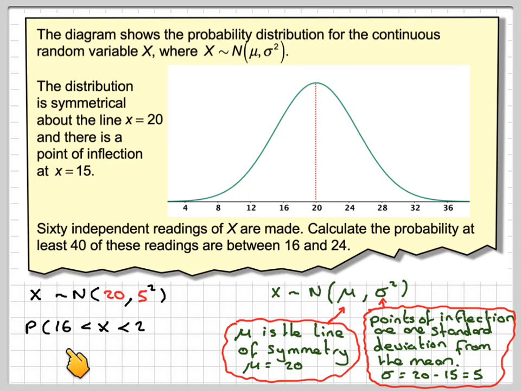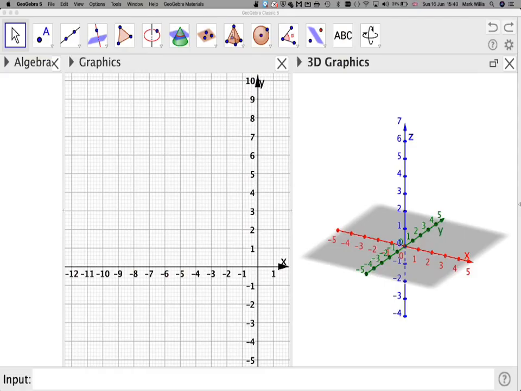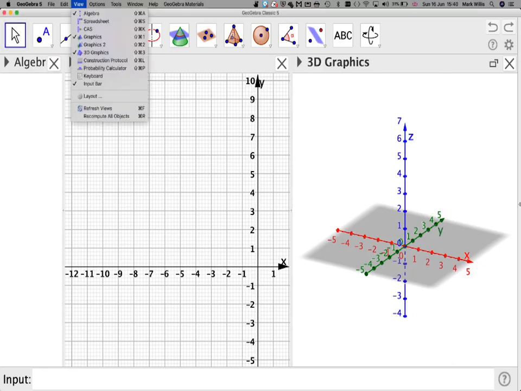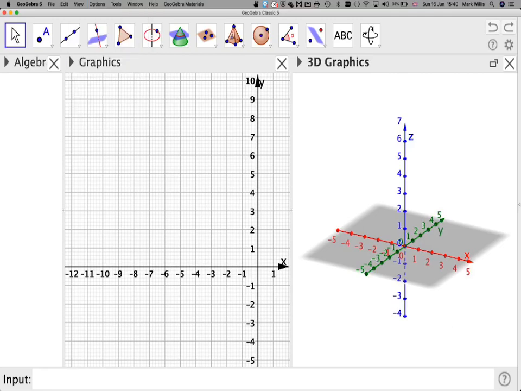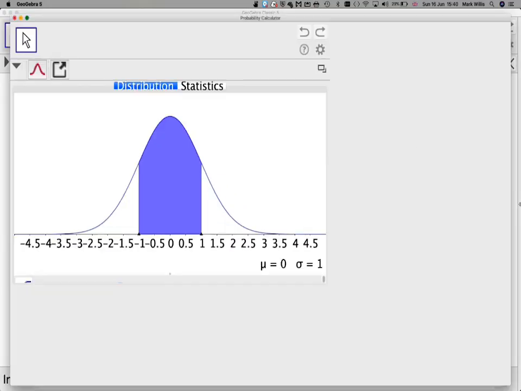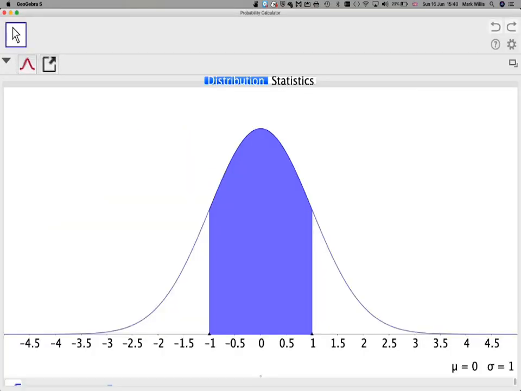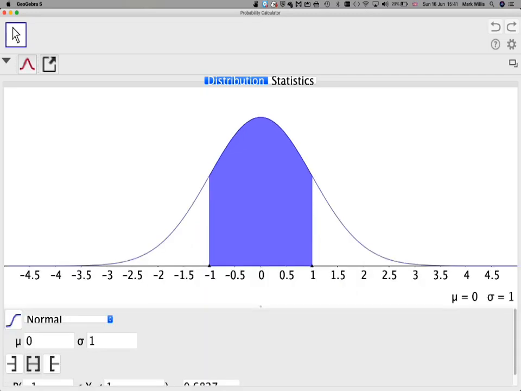First of all, we've got to calculate the probability of being between 16 and 24. Now, you can use some graphing calculator or some other aid. I'm going to use GeoGebra. So when I open GeoGebra, we get this. You have to go to the view. This is Classic 5 GeoGebra, and you have to go to the probability calculator, and I'm going to enlarge it. And a little thing, because I'm using a Mac, you need to normally raise this up.